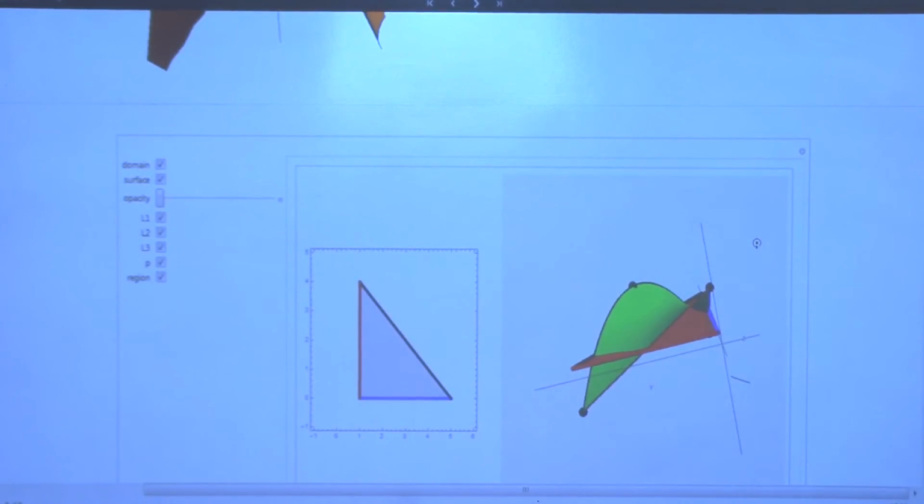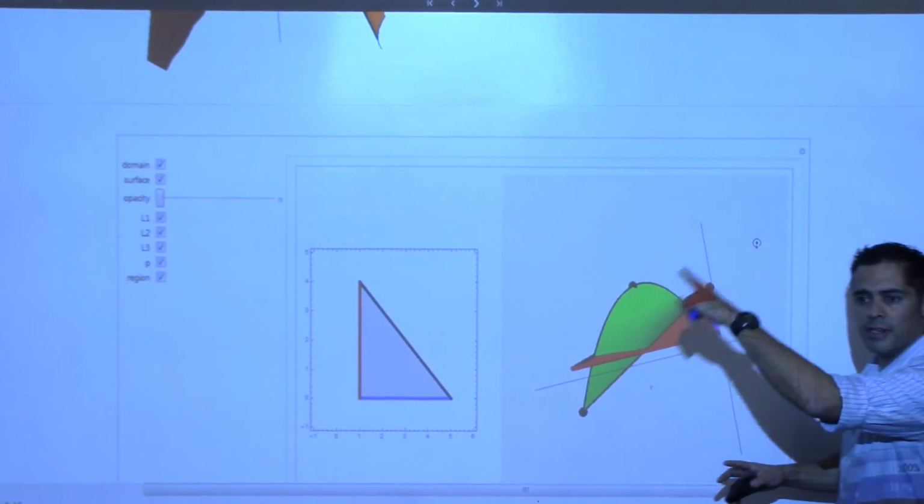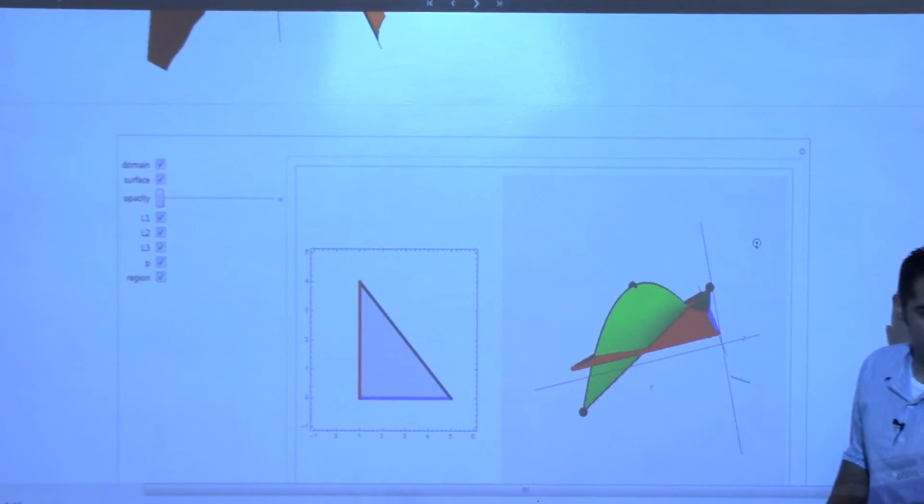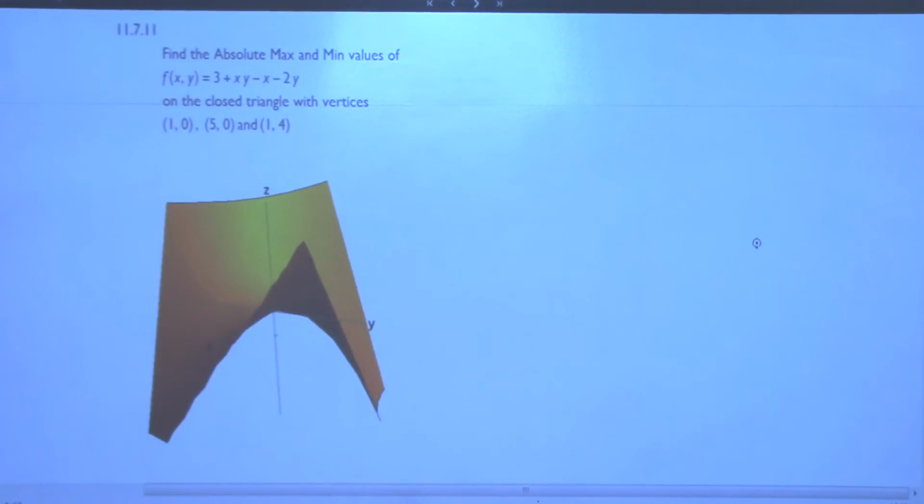So I wonder, do the absolute maximums and minimums always occur on the boundary? No, okay, they don't. But you have to check the boundary. In this particular problem, it looks like they're all going to be on the boundary. All right, you ready to go after this?